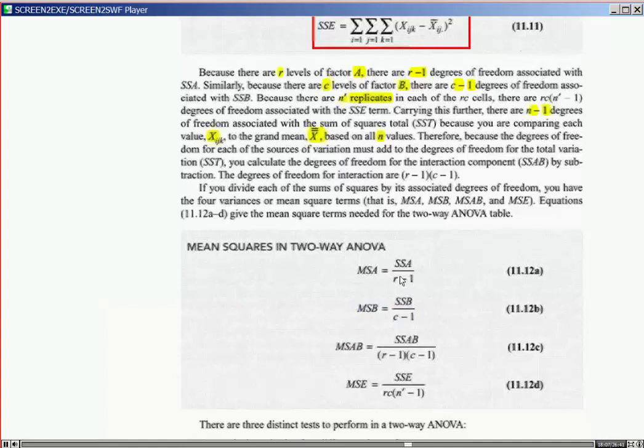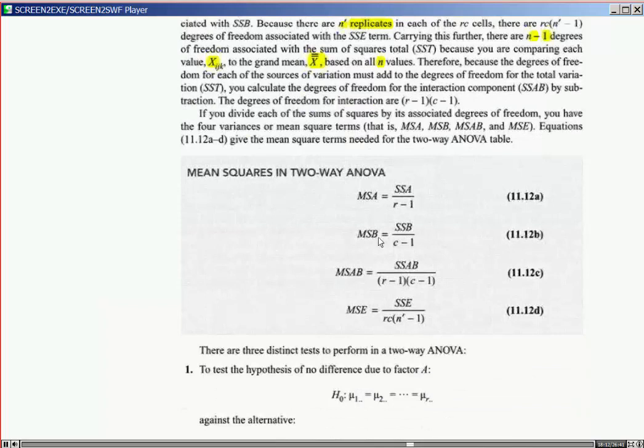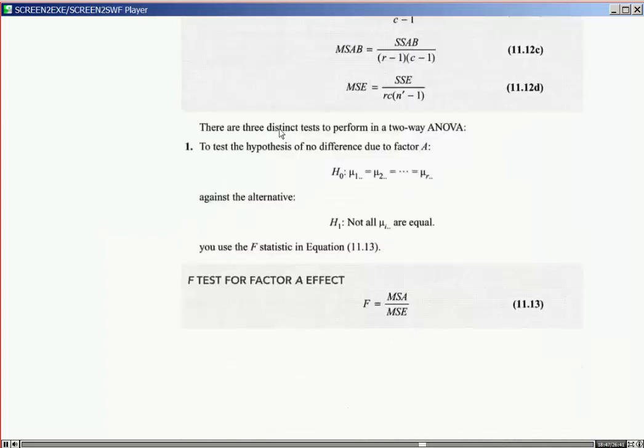After being divided by R minus 1, it becomes the mean square. That's how the average is calculated from it. Same goes for factor B. This is variation due to factor B. So for this sum of squares to become a mean square, we need to divide by C minus 1. Variance, variance, variance, variance. Now we have four components for the equation.